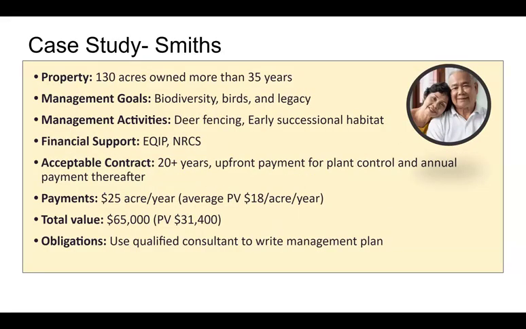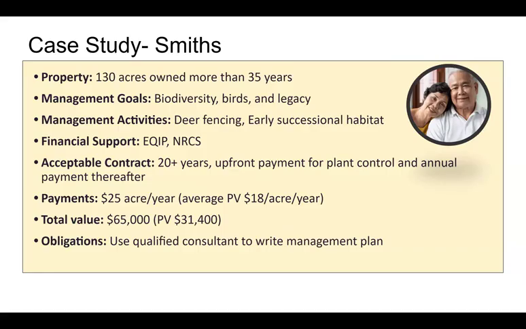And then finally, the Smiths. They had owned 130 acres for a long time and were focused on biodiversity, conservation, and forest restoration. They were already investing in things like deer fencing and creating early successional habitats for birds with some support from state and federal programs. Unlike others, they were comfortable with a long term contract. This was part of their legacy plan.